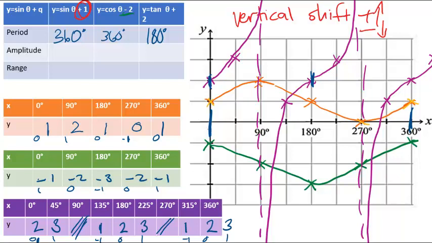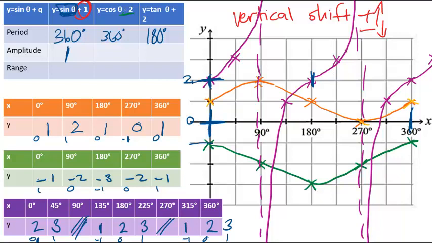Amplitude, so we're going to say amplitude is high minus low. In this instance, it's 2 minus 0. Half of 2 minus 0 is 1, so my amplitude stays 1. So this is the amplitude for sine of theta. Only sine of theta, this plus 1 doesn't change my amplitude.